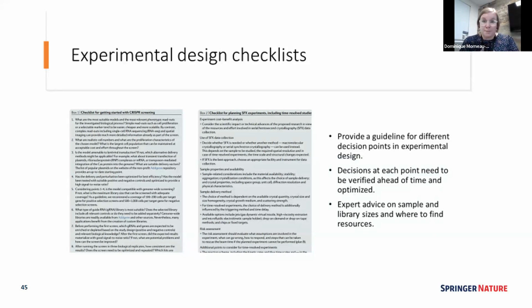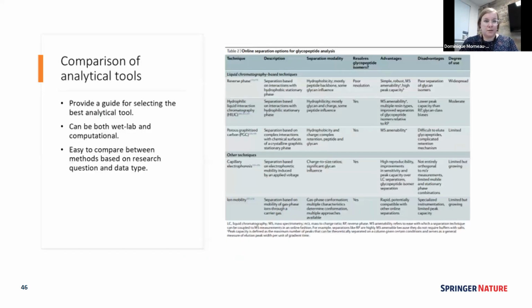Each of these steps require optimization. So we appreciate that this can slow down an experiment, but it also increases its robustness and chance of success. And these checklists often include advice on whether the method is appropriate for the starting material, for the research question. It also provides advice on sample preparation and sizes to ensure significance and where to find additional resources.